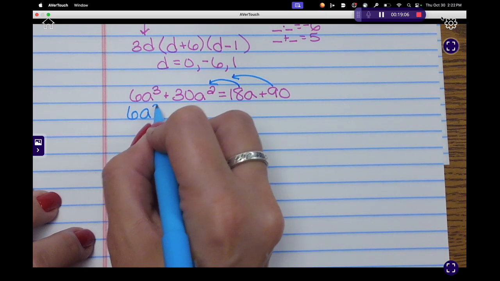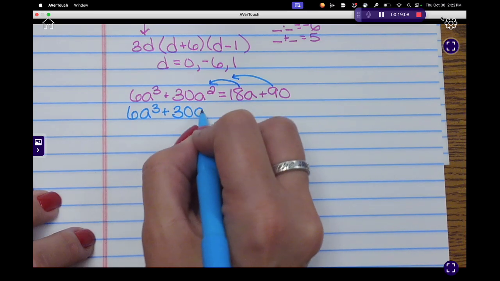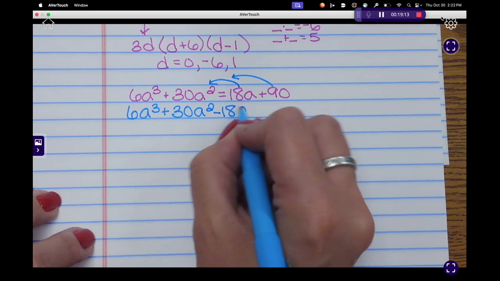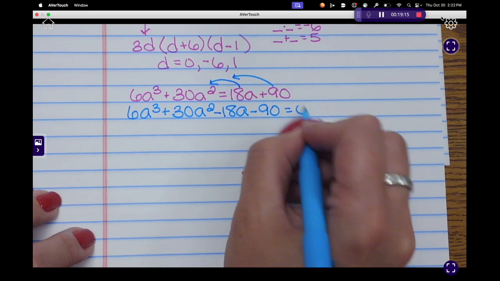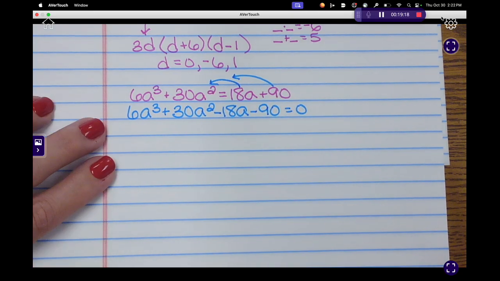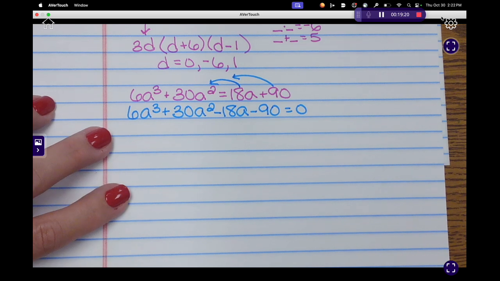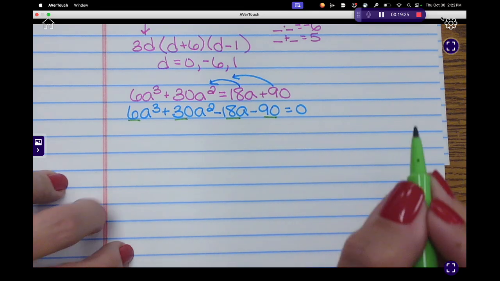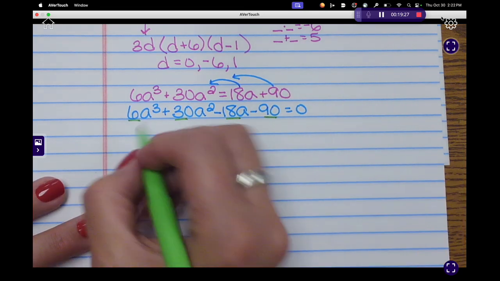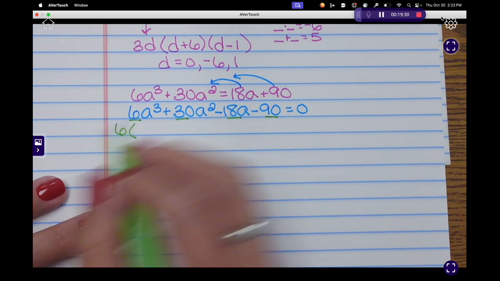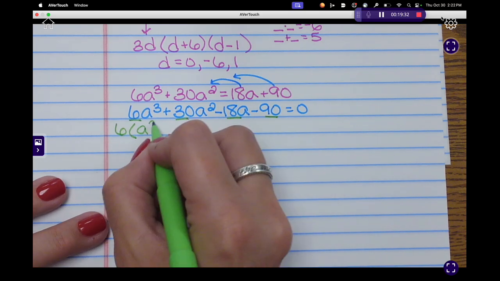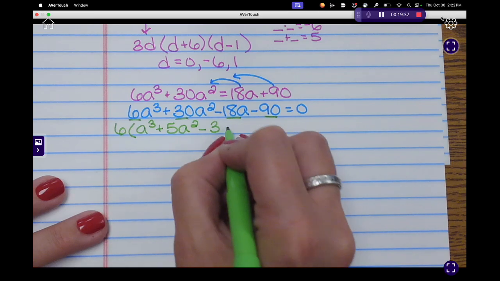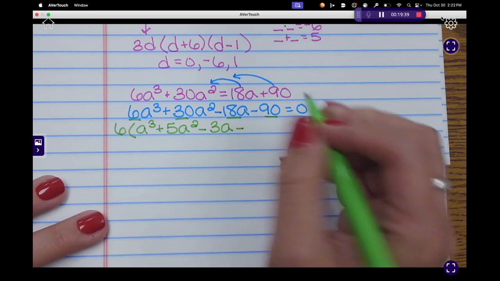So that's going to give me 6a to the third plus 30a squared. Remember, when I move these over, they become the opposite. So that's going to become a minus 18a and a minus 90. All right, so now looking at this, first step, no matter what, we always look for a greatest common factor. These numbers are pretty large, and they are all divisible by 6. So I am going to take out that greatest common factor of 6, which leaves me with a to the third plus 5a squared minus 3a minus 15.